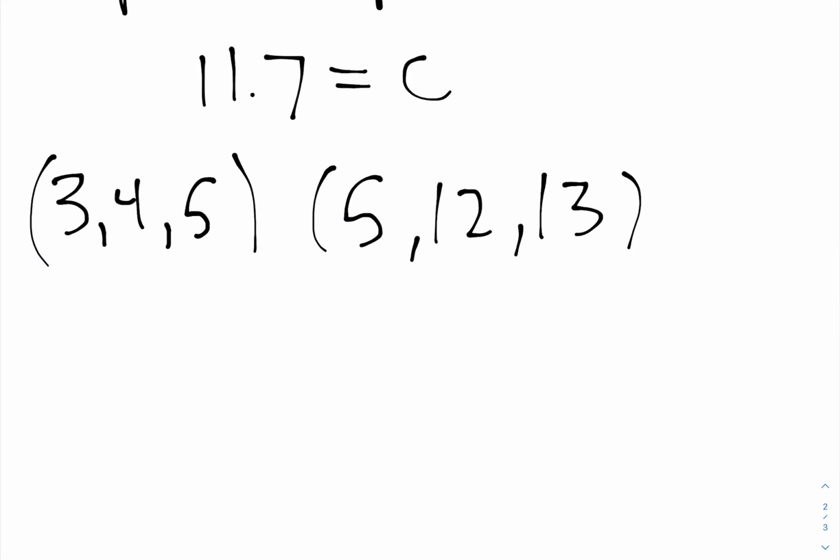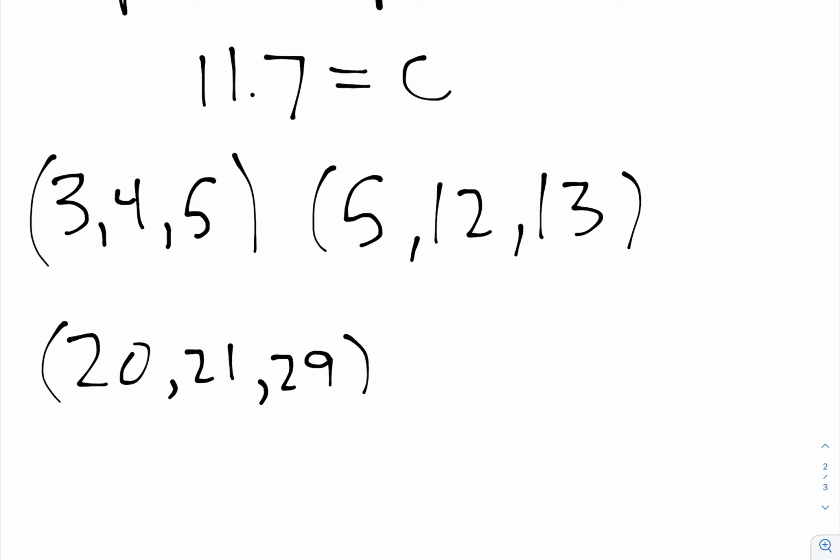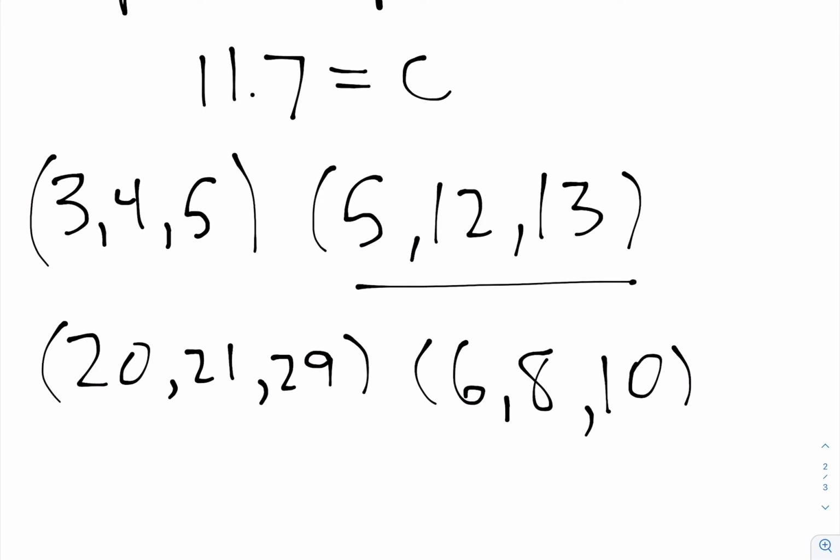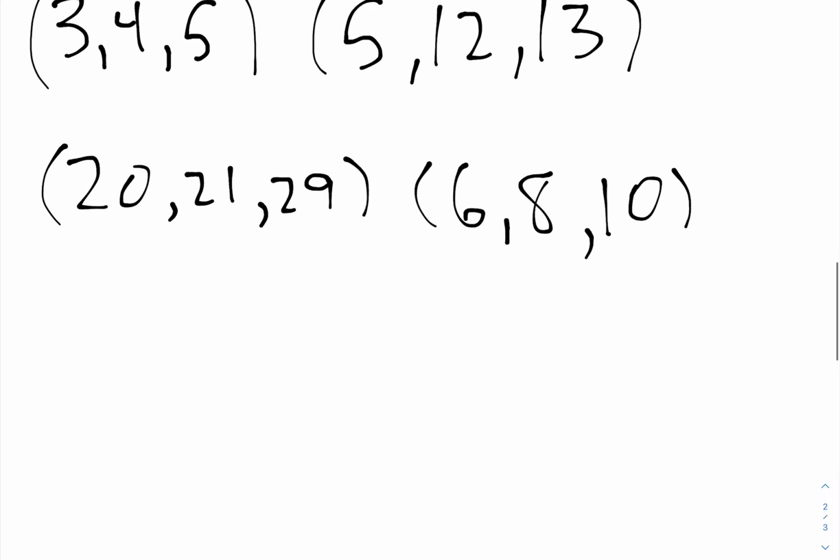A couple other handy ones to know are 20, 21, and 29, right? We can also multiply everything in 3, 4, and 5 by 2, so we get 6, 8, and 10. You can multiply any of these by any number. As long as you multiply every number by the same thing, that's going to be a Pythagorean triplet as well.